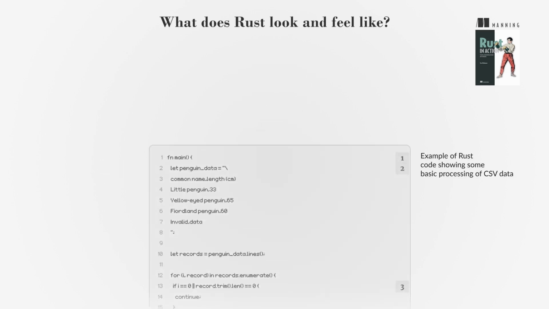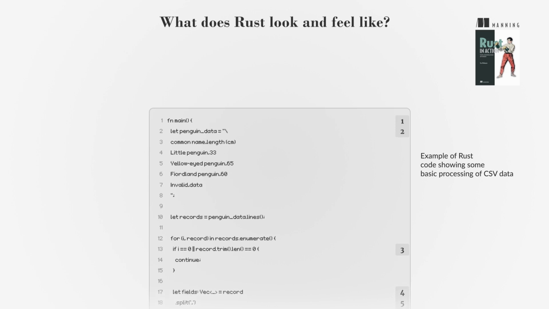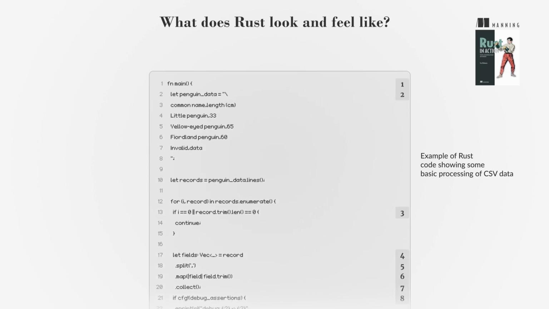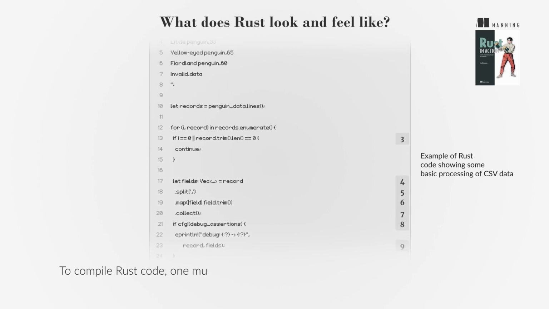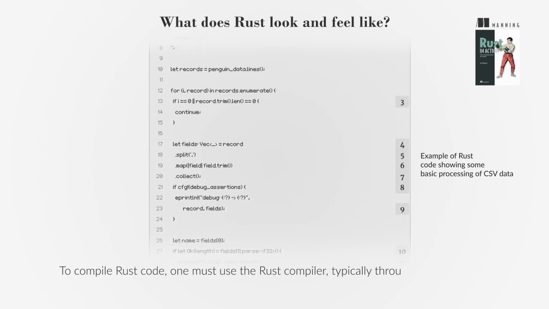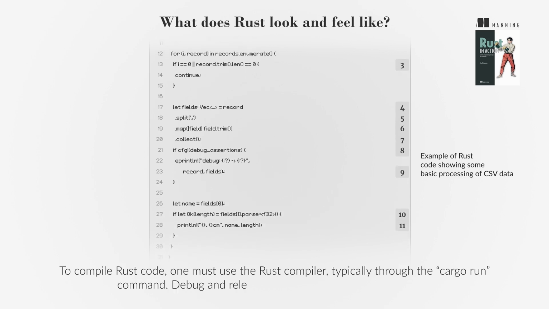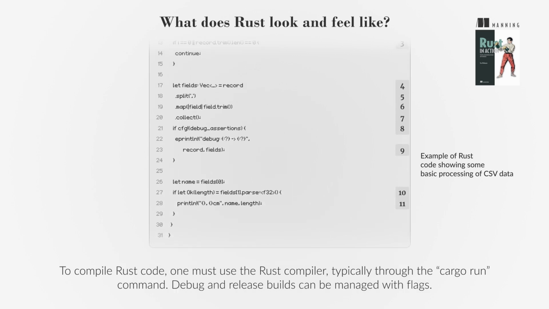A Rust code example demonstrates basic text processing, such as reading CSV data, using loops, conditional statements, and error handling. To compile Rust code, one must use the Rust compiler, typically through the cargo run command. Debug and release builds can be managed with flags.